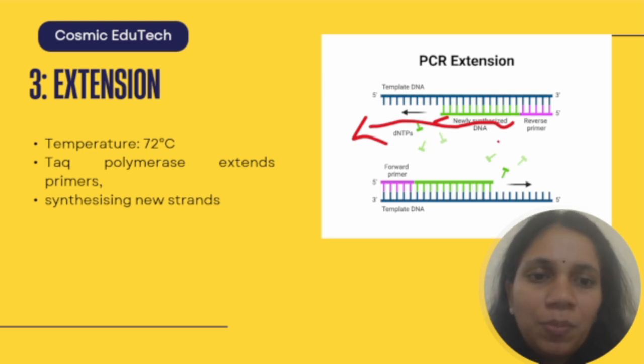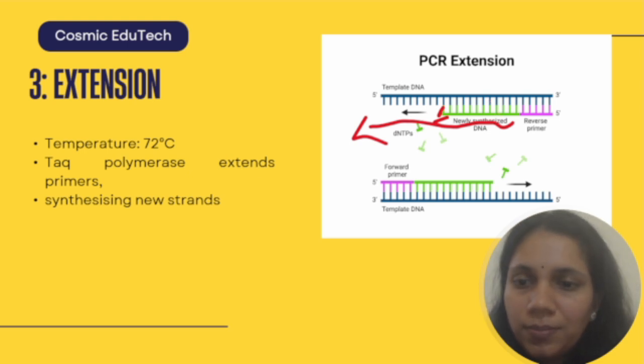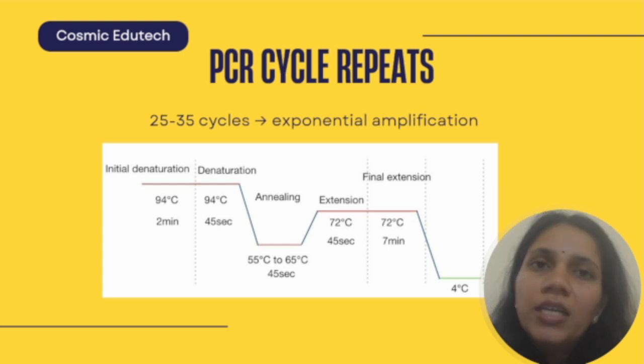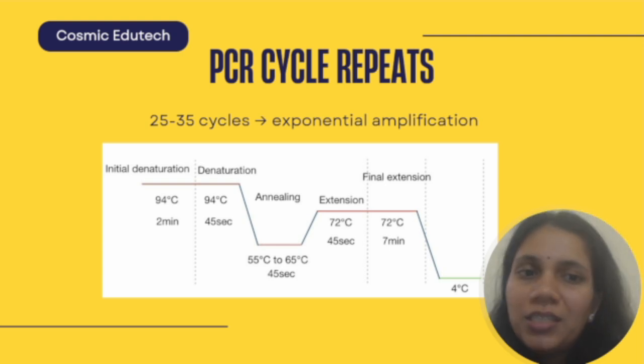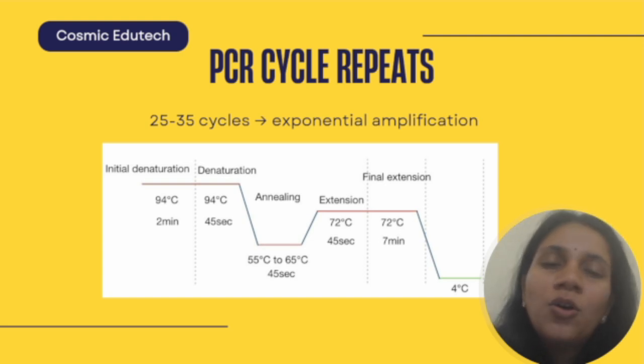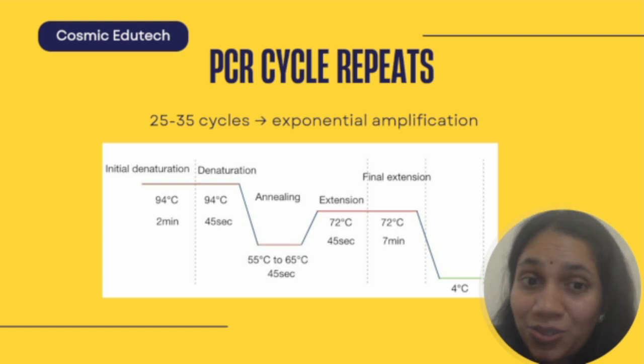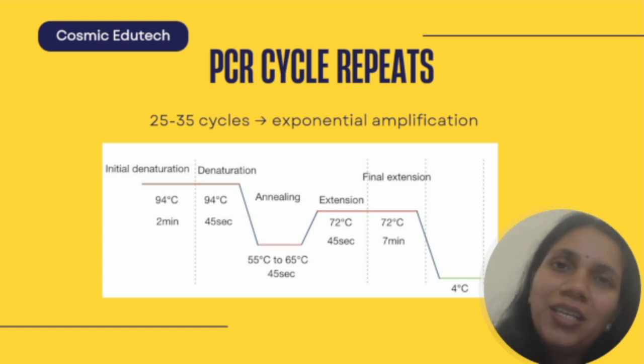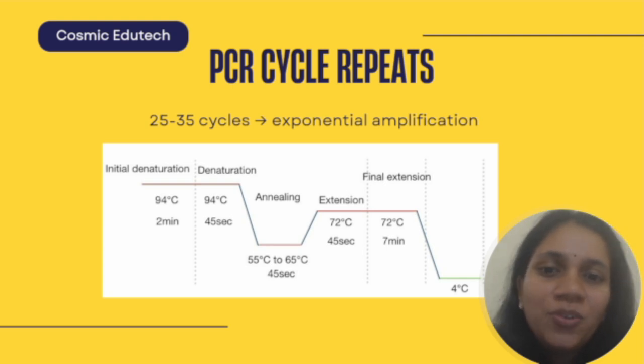So if you see this image, here at the 3' end, you will see there is the continuous addition of the dNTPs leading to the extension or the growing of the strand. Generally, around 25 to 35 cycles are run, which will result in exponential amplification. For example, one copy of DNA can give rise to somewhere around 1 billion copies after 30 cycles, and this is called a polymerase chain reaction.